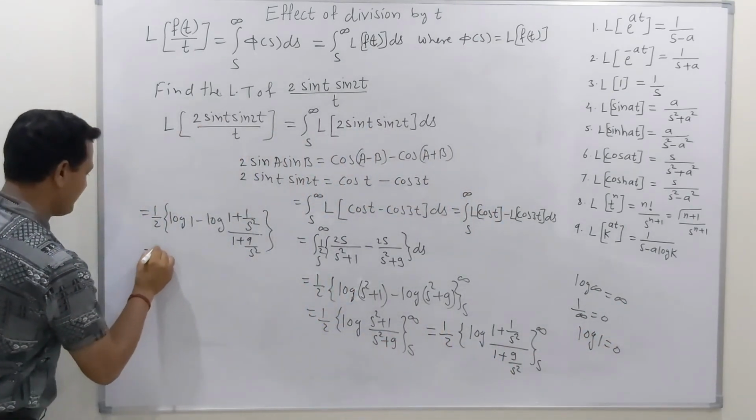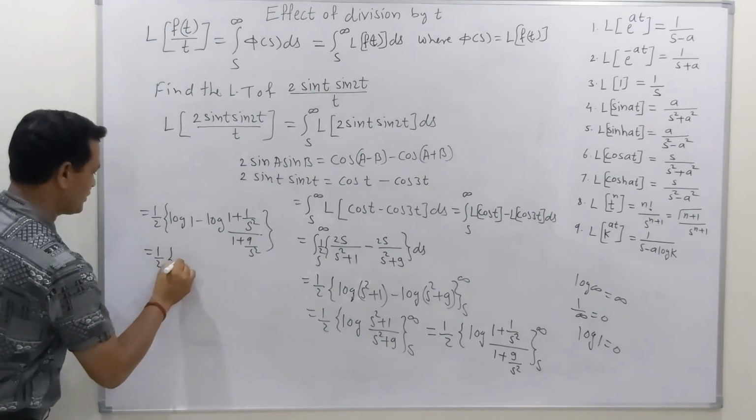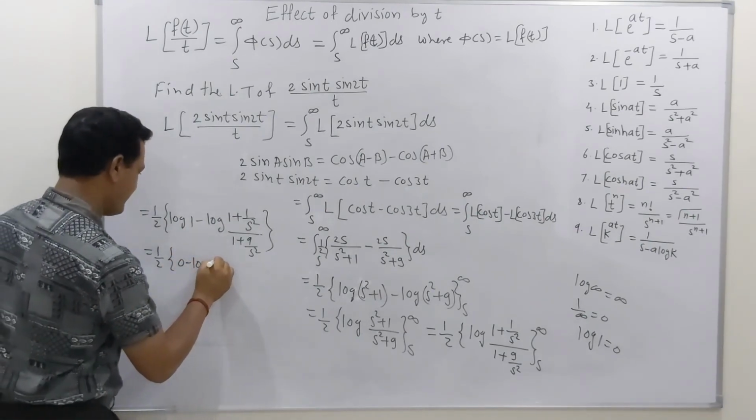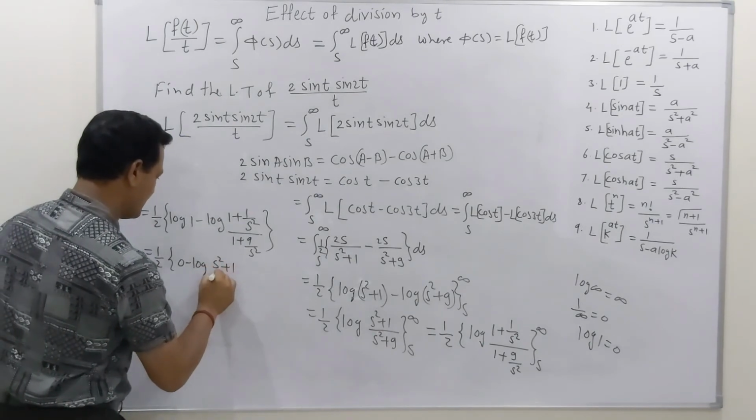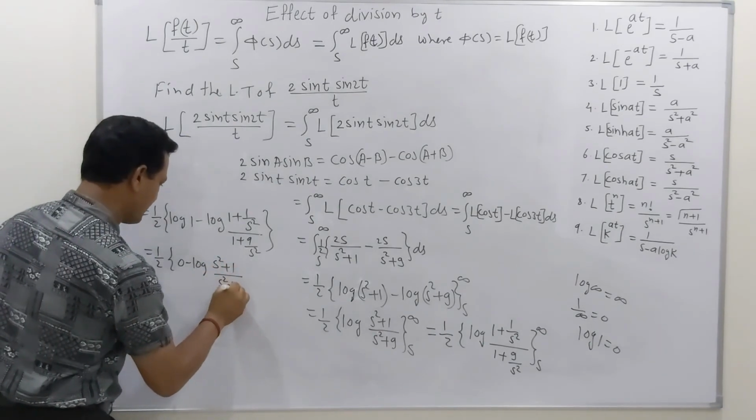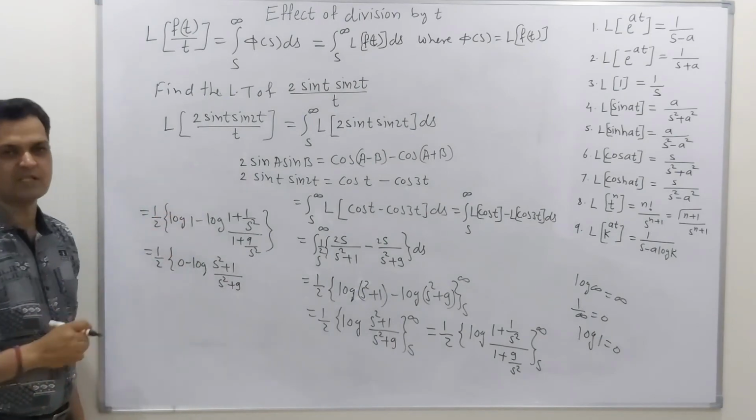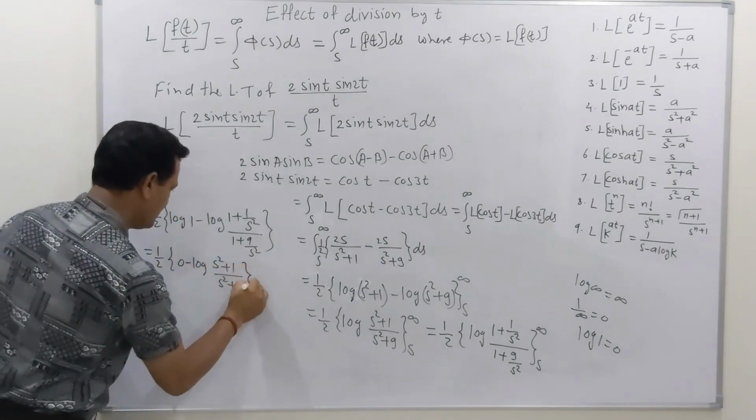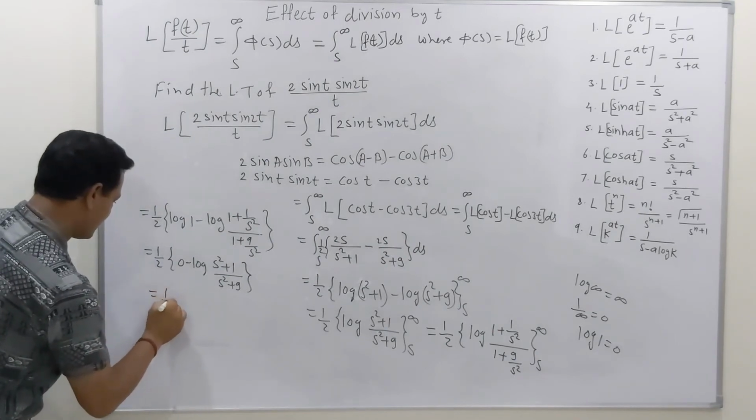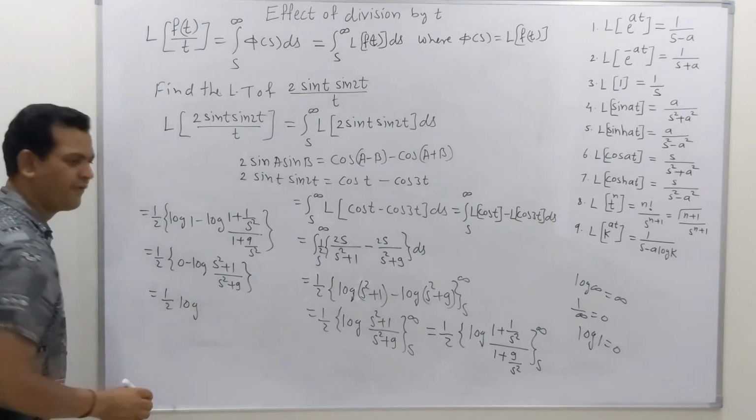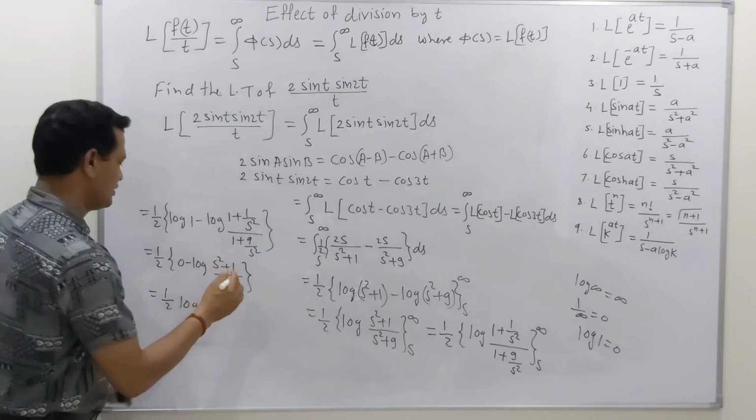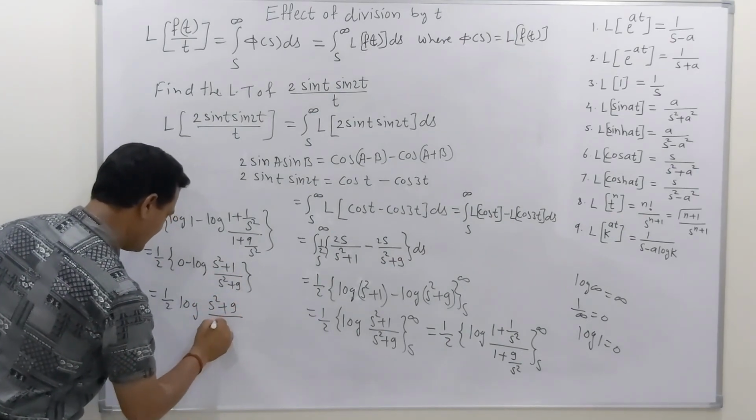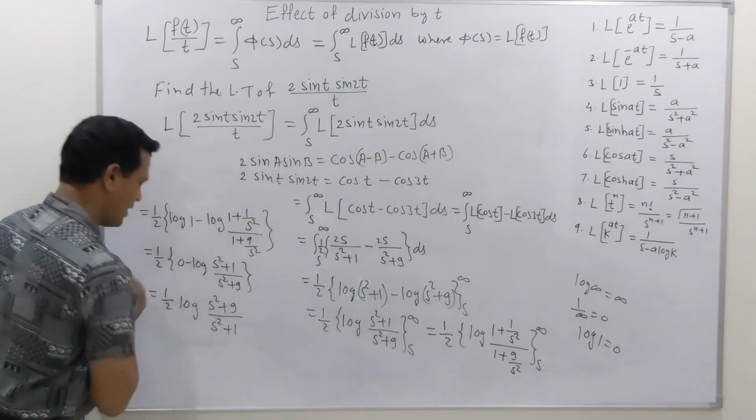So according to this, we write this as 1 upon 2, 0 minus this is log of s square plus 1 divided by s square plus 9. So s square from both the denominator term will get cancelled. So now this can be written as 1 upon 2 log of a minus log of b. So according to this, we write this as s square plus 9 upon s square plus 1.